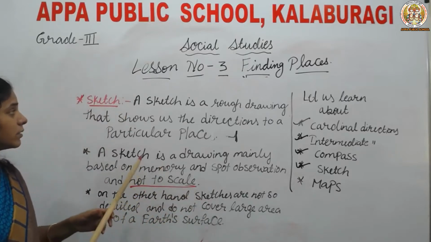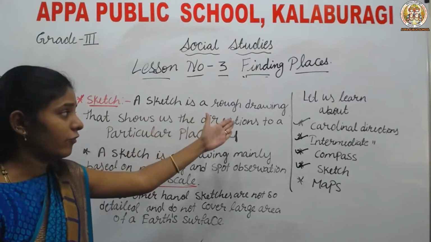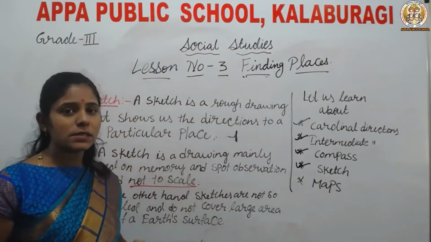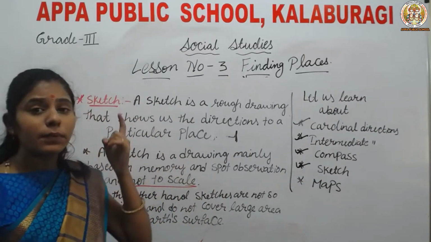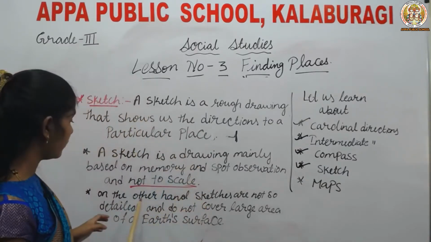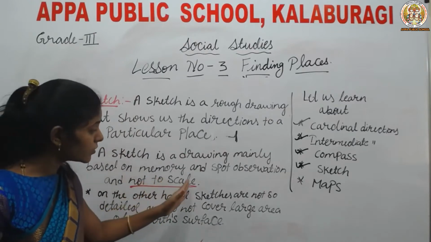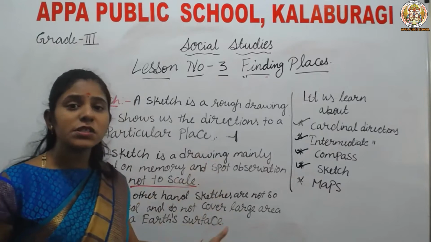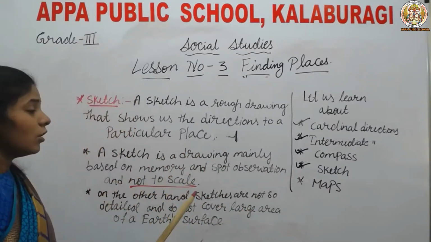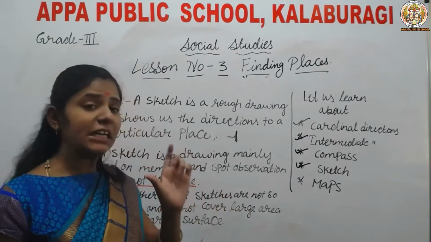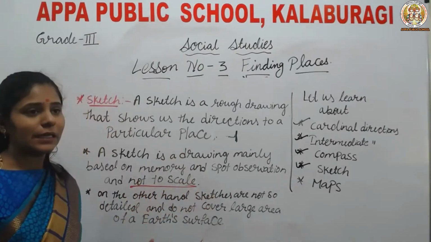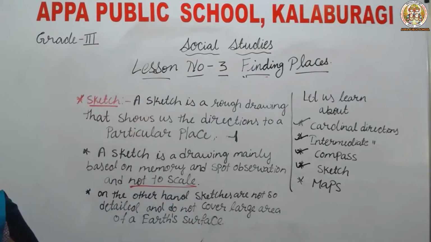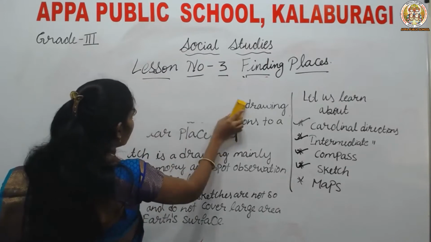Now, see here, a sketch is a rough drawing that shows us the direction to a particular place. A sketch is a drawing mainly based on memory and spot observation. The important point is that here we are not using the scale. We say roughly: first go straight, afterwards left, right. On the other hand, sketches are not so detailed. They do not give detailed information and do not cover a large area of the surface of the earth. Understood, children? Okay. Next we'll move to the maps.